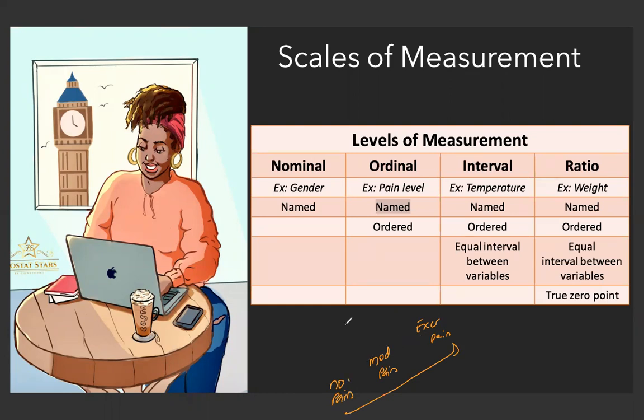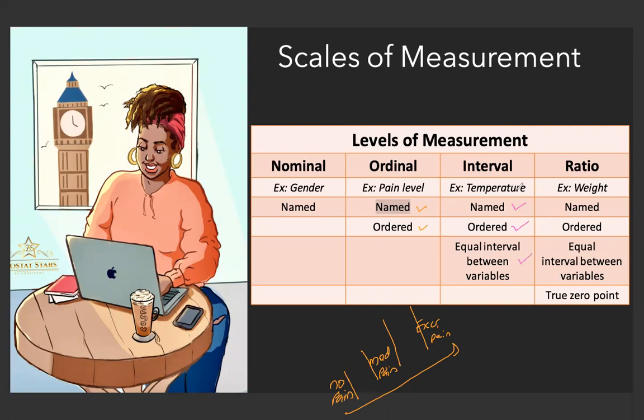We cannot really say that the same amount of distance between moderate pain and no pain is the same amount of distance between excruciating pain and moderate pain. No one can say that. So when it comes to the ordinal level of measurement, all we have is a name and an order. But the next level is interval, right? So the interval now adds this next level. So we have name, we have an order, and now we have equal interval between the variables.